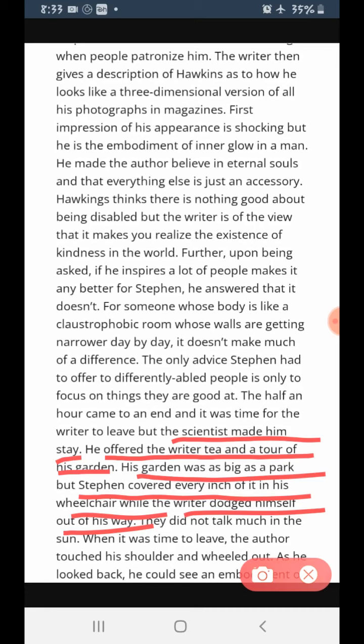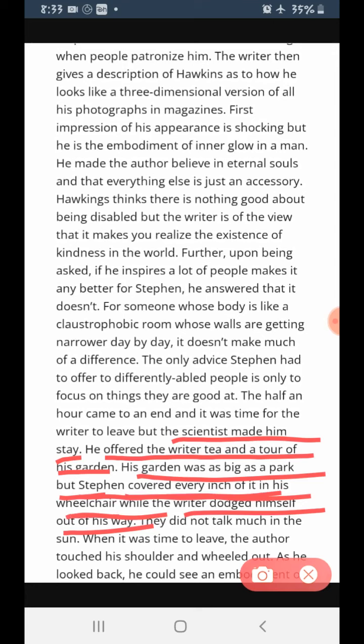It was really very, very beautiful, because we all know Stephen Hawking was a great scientist, okay, and he had a lot of money. He can do anything in his life. When a person can have a computerized voice chair, what can he not have in this world? Okay, so he was really very rich, and his garden was as big as a park. But Stephen covered every inch of it in his wheelchair.